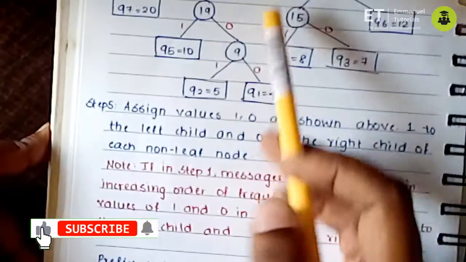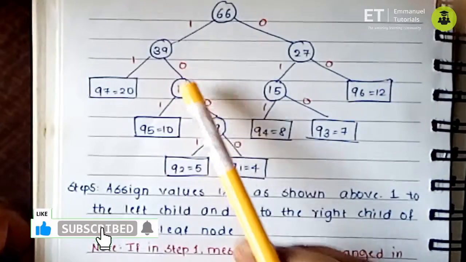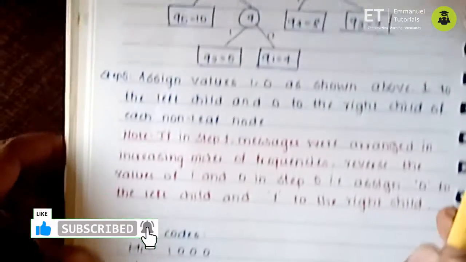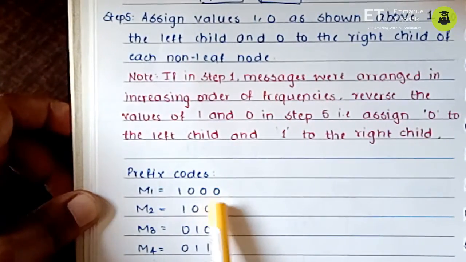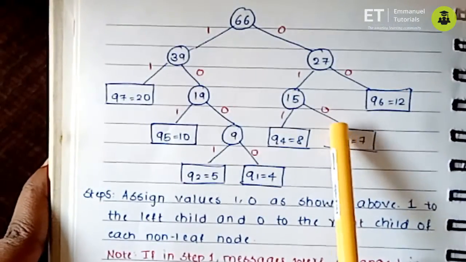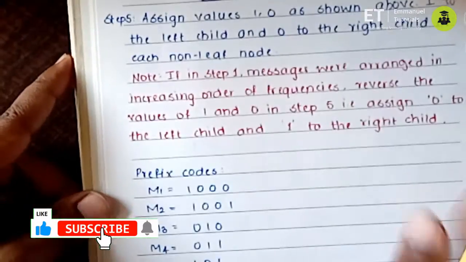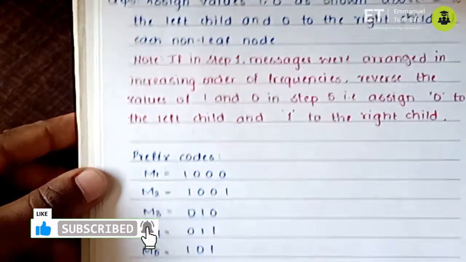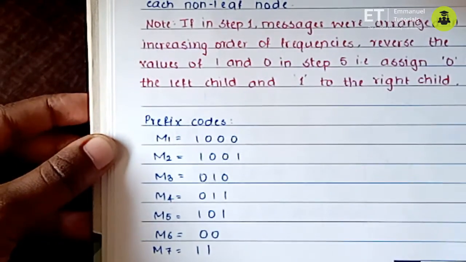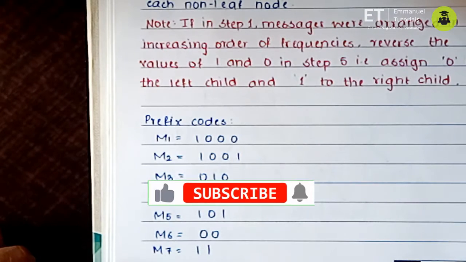So M1, as we saw, was 1000, and that's what I have written. For M2, it is 1001, so here I have written M2 as 1001. All the 7 codes are listed here.